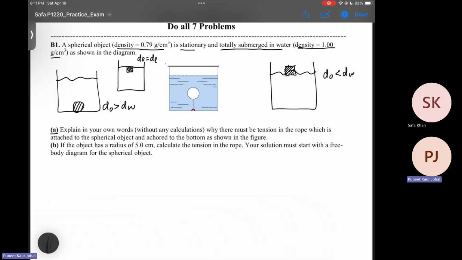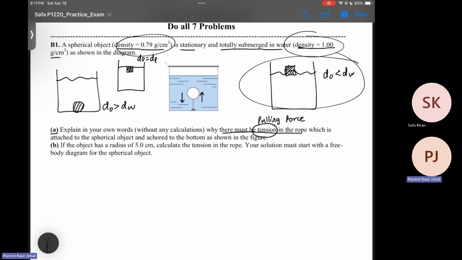Part one is explain in your own words without calculations why there must be tension in the rope, which is attached to the object and anchored to the bottom. There will be tension in the rope. Remember, tension is actually a pulling force, right? There will be tension in the rope if something is pulling on it, which means this object is trying to go up. That is what will create the tension. If this object was trying to go further down, there will be no tension in the rope, right? So we know that this object is trying to go up. We just have to use this concept and the comparable densities to explain that.